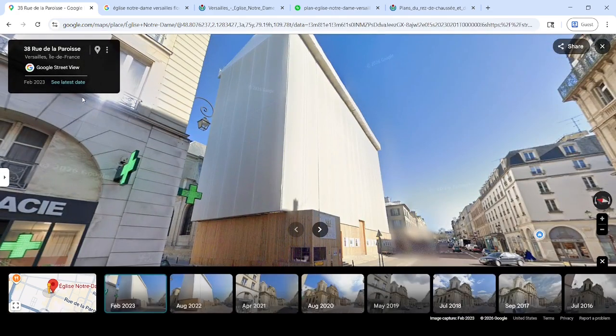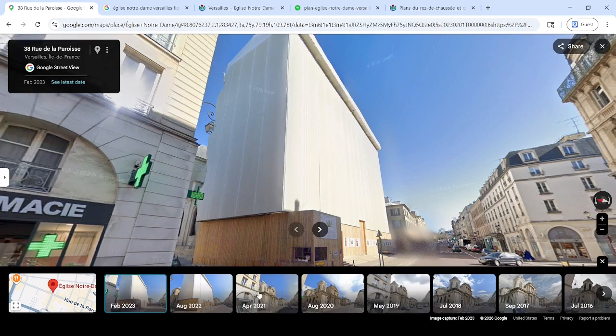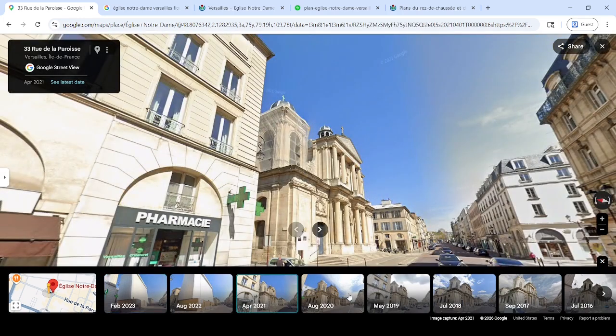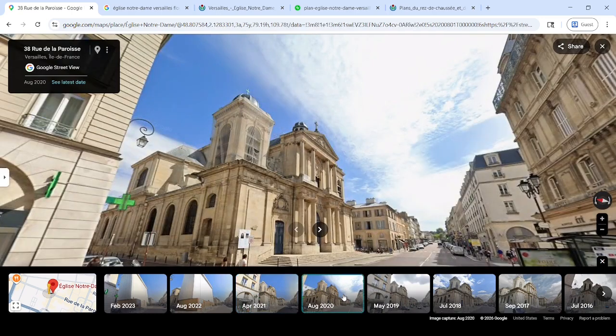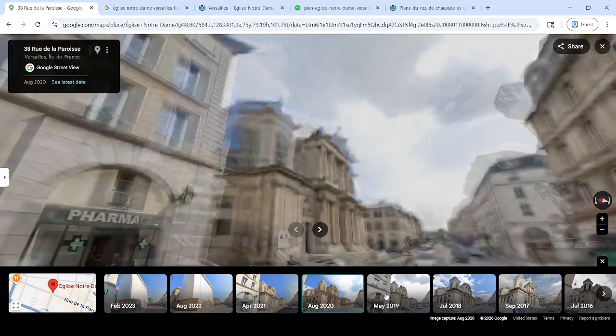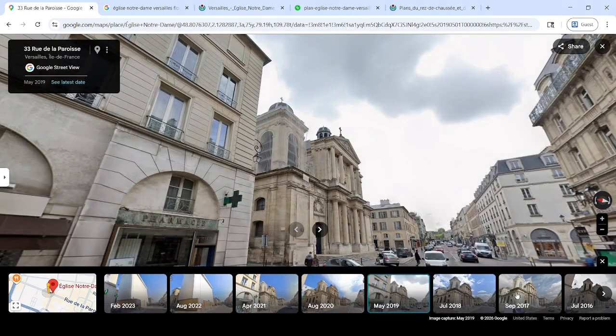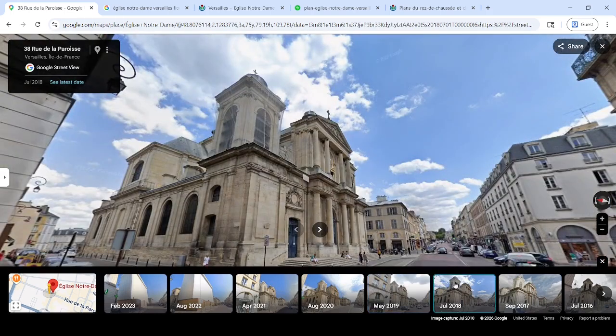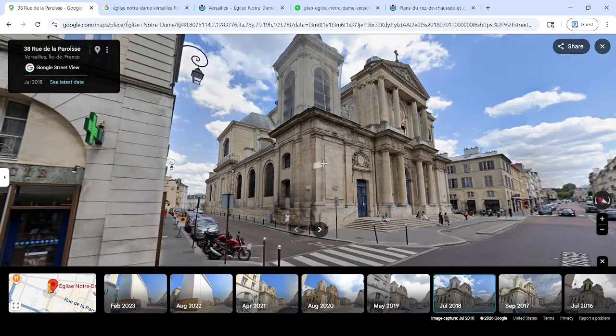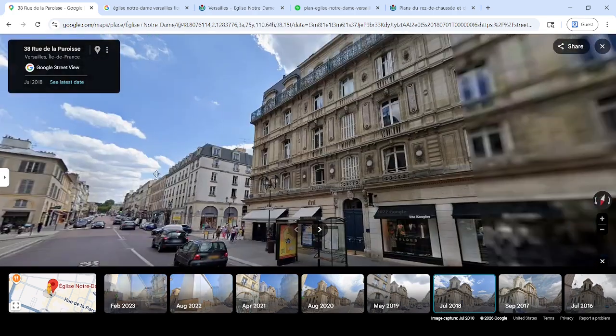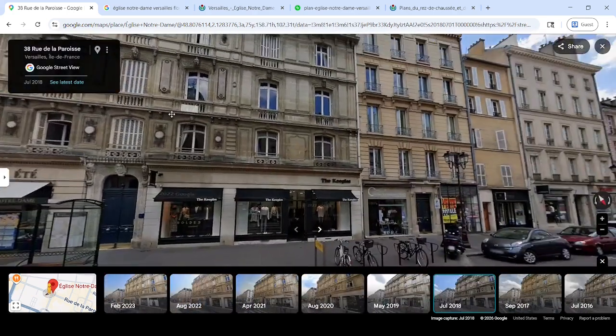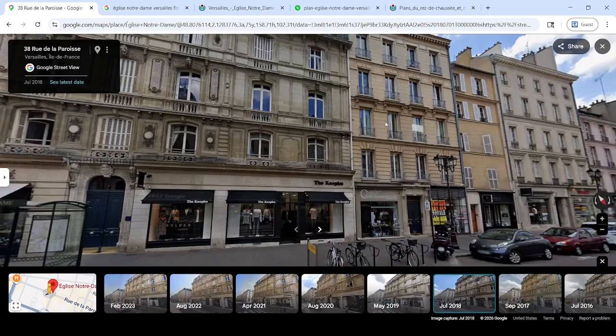Another handy thing on Street View is even if something's obstructed, you can look at different dates very often. See, there we are. It looks like Versailles has been well documented by Google Street View. We can also see some of the other buildings on the city streets.